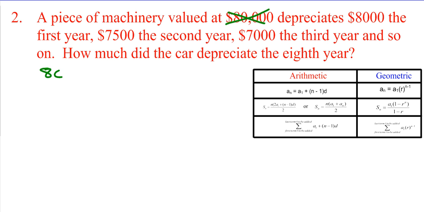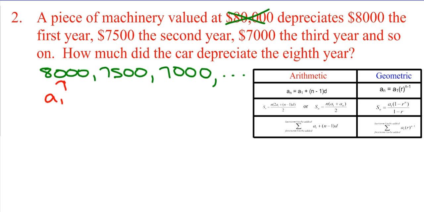So I'm going to make a sequence here of what's happening. This is how much it's depreciating. So if you're looking here, hopefully you can see that this is A1. It appears that I'm going down by the same amount every time, so it's an arithmetic sequence. And then my common difference is negative 500. And it says, how much did the car depreciate in the 8th year? I'm not looking for the total 8 years. I'm just looking for the 8th year. So that would be this formula right here.